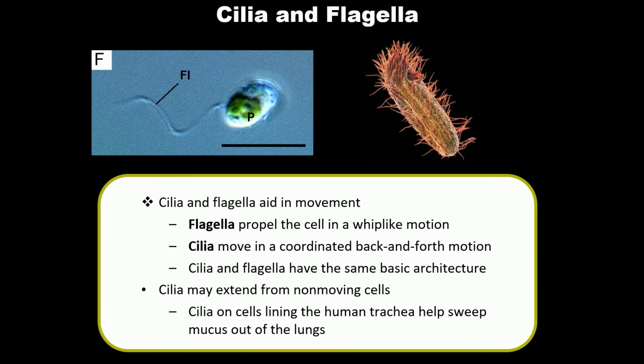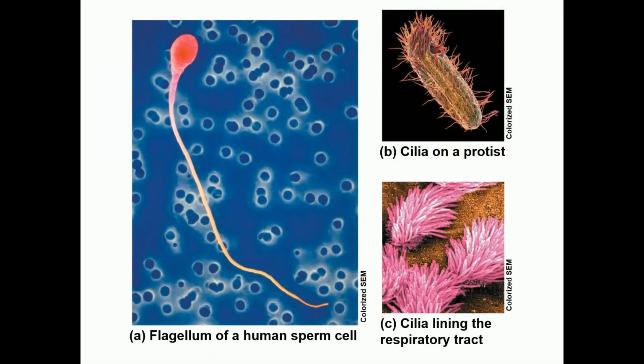And cilia and flagella have the same basic architecture. They're made in basically the same construction. It's just that flagella are much, much longer, and cilia are shorter but more numerous. Cilia may extend out of non-moving cells as well. Flagella you're never going to see from non-moving cells, but cilia, you'll see them, like I said, coming from your trachea and things like that, because sometimes you need cells that can sweep materials past them, and cilia might be really, really handy for that sort of thing. Here we have a human sperm with its flagellum. This is the only cell in the human body that would have a flagellum.